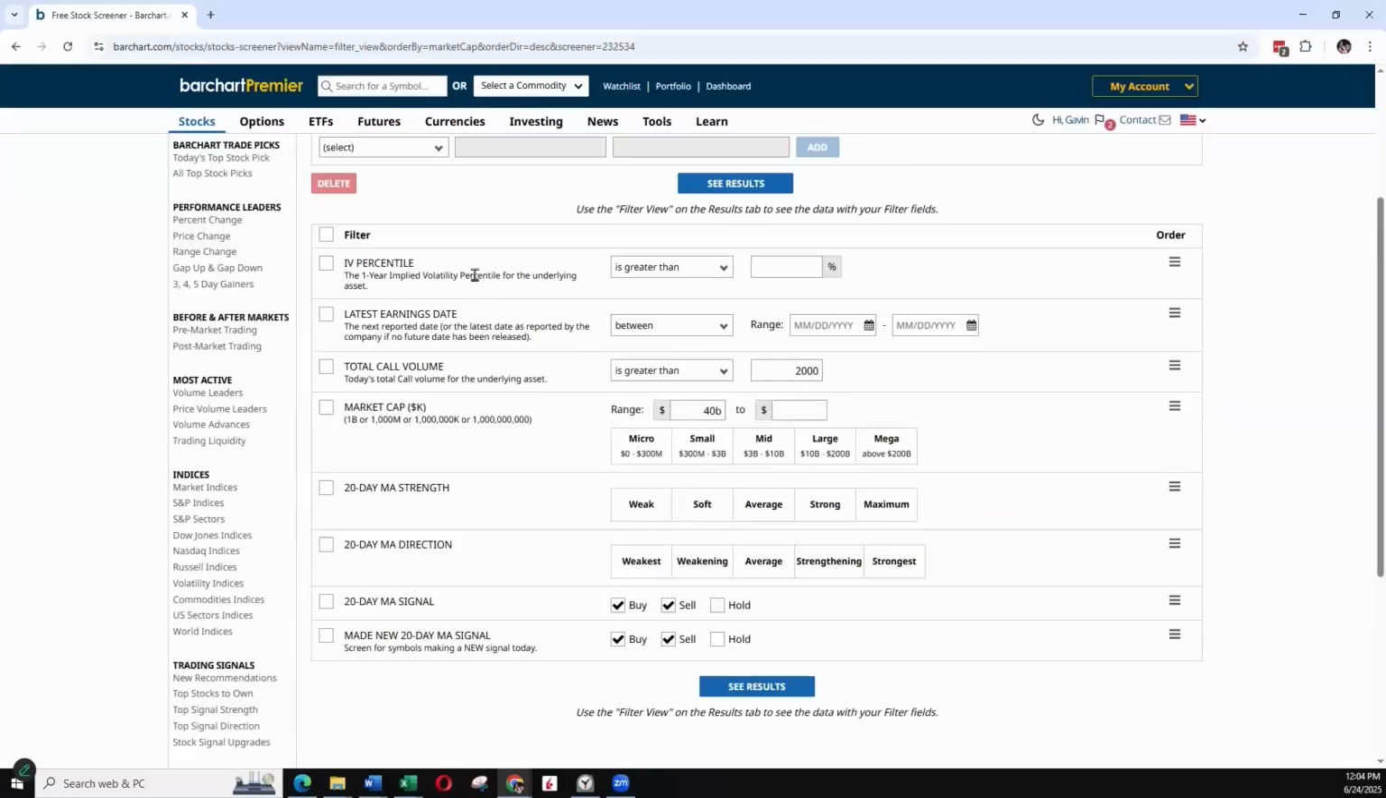I've also got a column here for IV percentile and latest earnings date, but I'm just leaving those filters blank. Reason being they'll show up when I see the results, and it's important information for me to know the IV percentile and the earnings date. So let's have a look at the results.